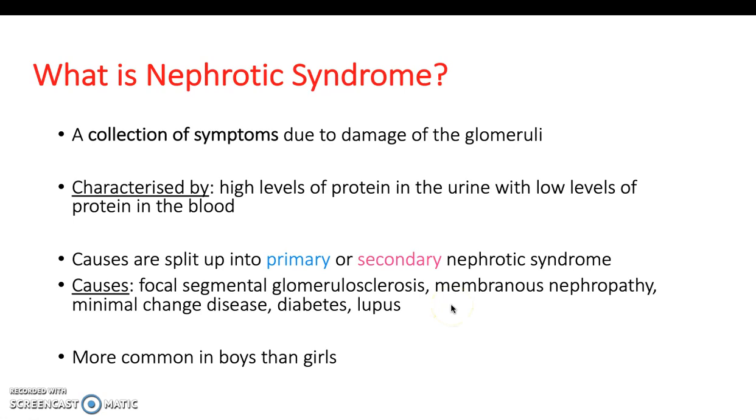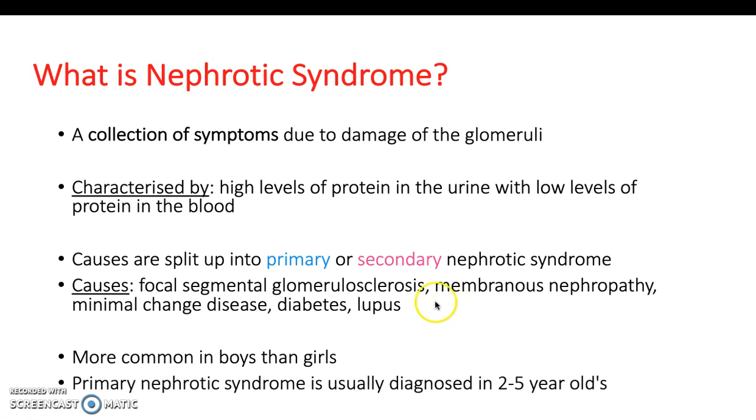It's more common in boys than girls, and primary nephrotic syndrome is usually diagnosed in 2 to 5-year-olds. Primary means the disease is limited to the kidney, whereas with secondary, the condition affects the kidney and the rest of the body. Secondary is things like diabetes and lupus, whereas primary is things like focal segmental glomerulosclerosis. But we'll go into this in more detail.